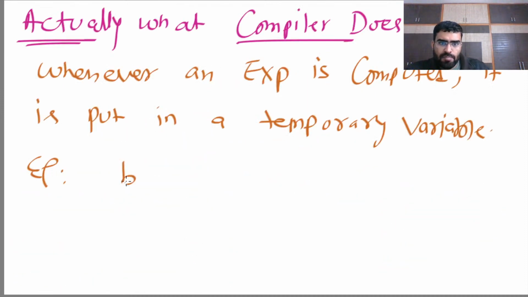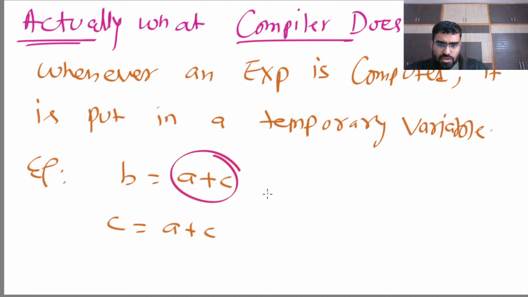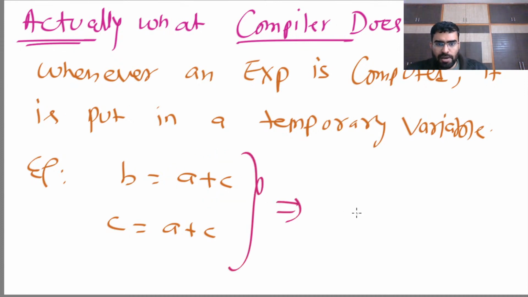Let us assume b equal to a plus b and c equal to a plus c. Now you can notice that when you compute this, let me tell you what the compiler will do. First the compiler will compute this a plus c and put it in b, and this b is put in t.